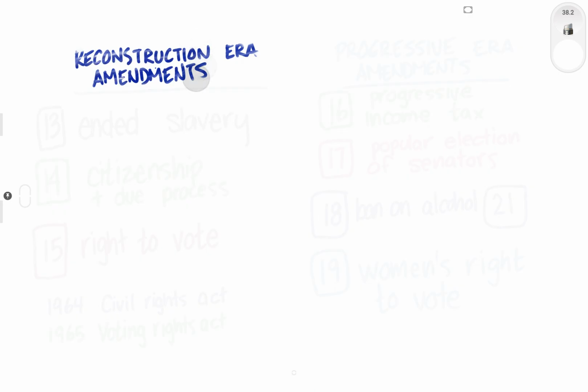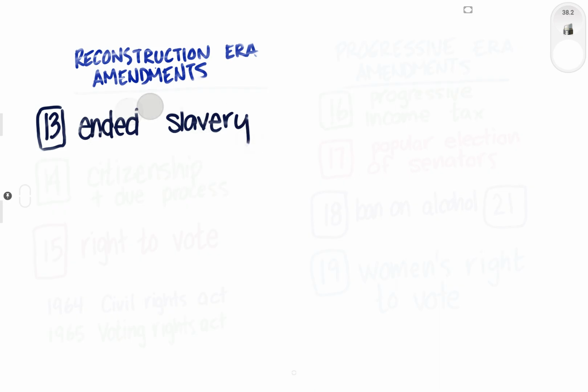So after the Civil War, it became clear that we needed to give more rights to the African Americans here. So number 13 ended slavery. So I'm simplifying all of these amendments a lot, but basically what you need to know: 13 ended slavery, 14 gave citizenship to anybody born in the United States. Didn't matter what color you were, you got citizenship because you were born here.